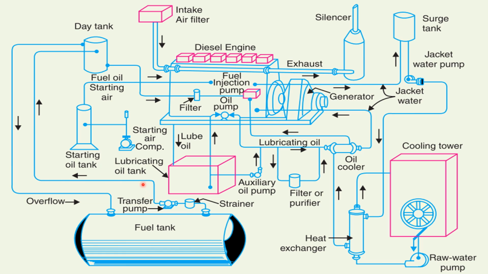These transfer pumps transfer this fuel into the day tank, which is a tank whose capacity is enough to sustain the operation of a diesel electric power station for a whole day. And then this day tank gets filled up, and there is obviously a pipe in that day tank to carry the excess diesel fuel if the tank is filled beyond its capacity. So this overflow pipe takes the fuel back down into the fuel tank if the day tank is filled beyond its capacity.